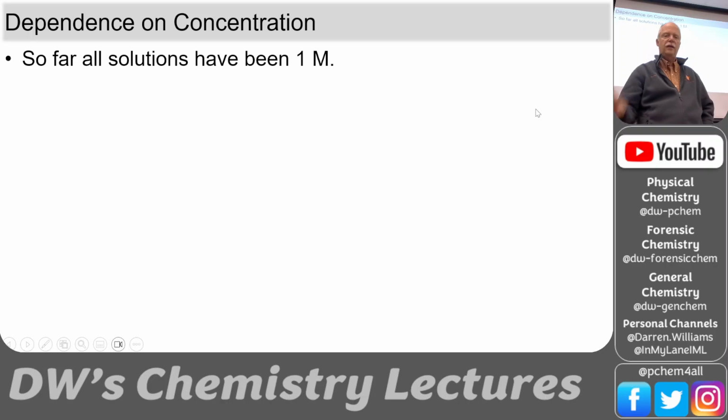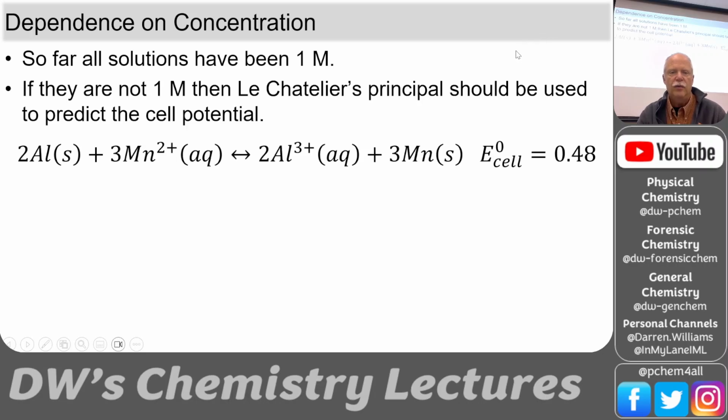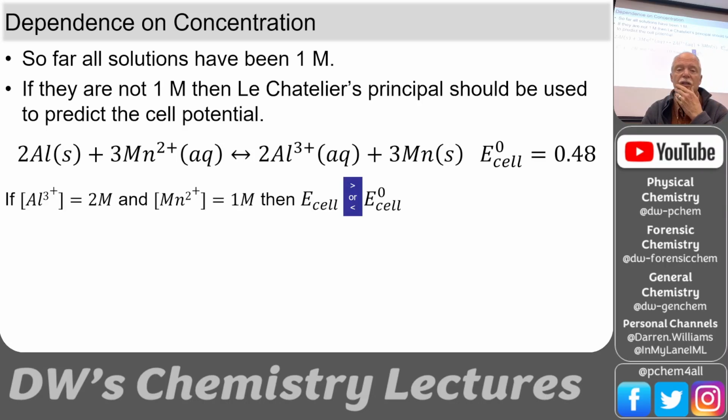So far, for that E0, all the solutions have been 1 molar. And so we can actually see what happens when they're not 1 molar. So if we've got this equation, look carefully at the states of matter. We've got solids and we've got aqueous solutions. Remember from Gen Chem that we're looking at concentrations, and so we don't use the solids, we don't use pure liquids. We only look at those things where concentrations change dramatically. So the aqueous things are the only thing that show up.